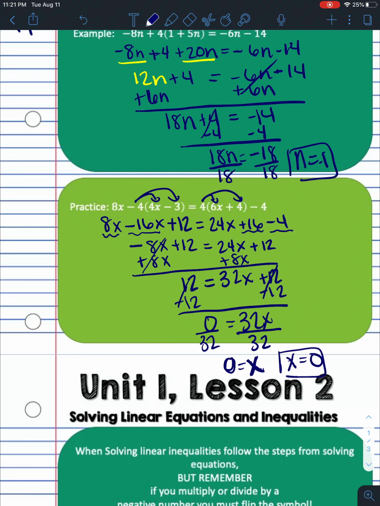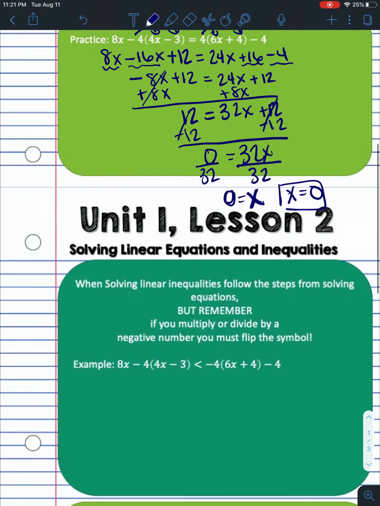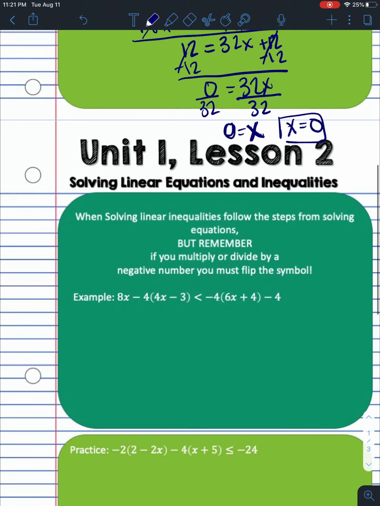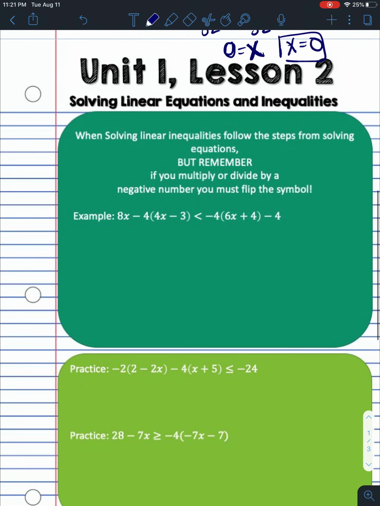Okay, so once I get to my final answer, I have x by itself, then I can just flip them around the equal sign. So we can end up with 0 as an answer. That is not a problem, okay?